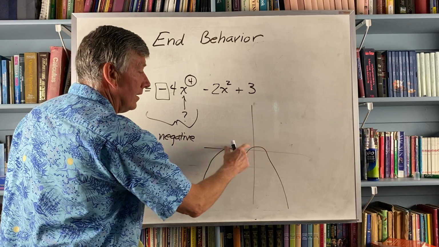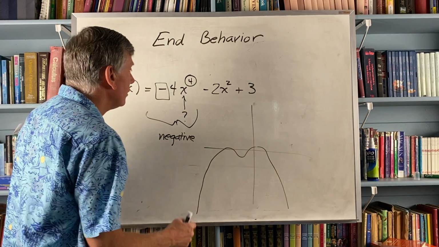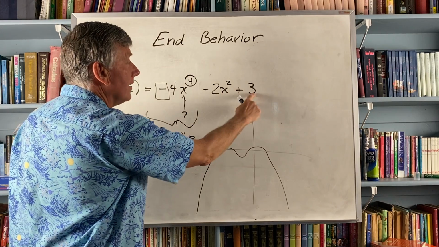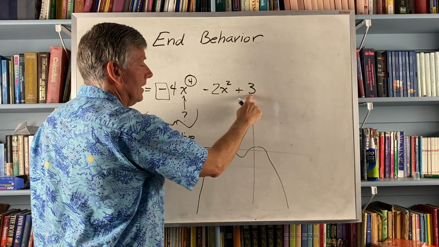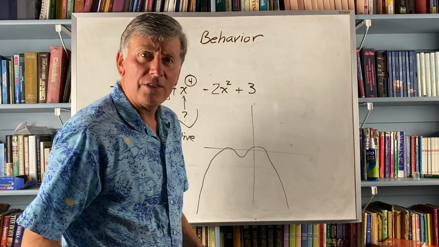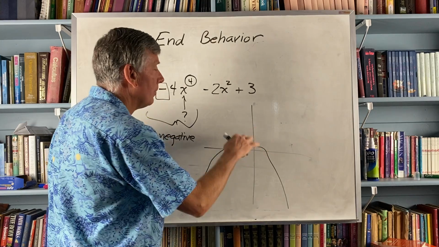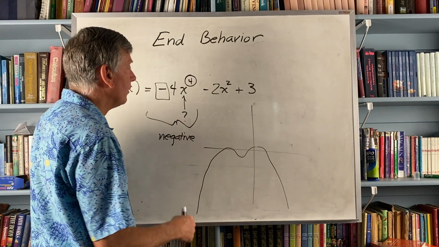Now, in the part where we're close to the origin, these guys might take over. There's a little bit of a spot where that 3 might blow everything else out of the water and it might end up as a positive number. But I think probably I've drawn it pretty close to what we've got.